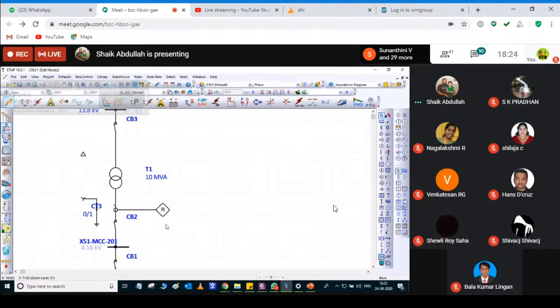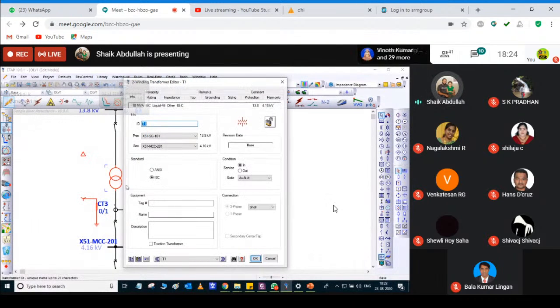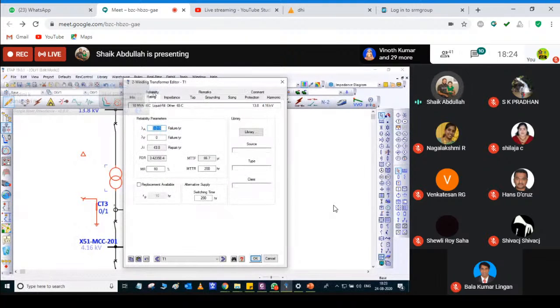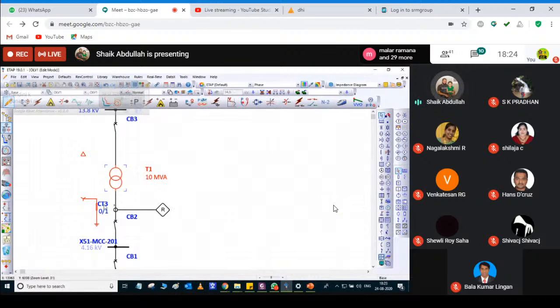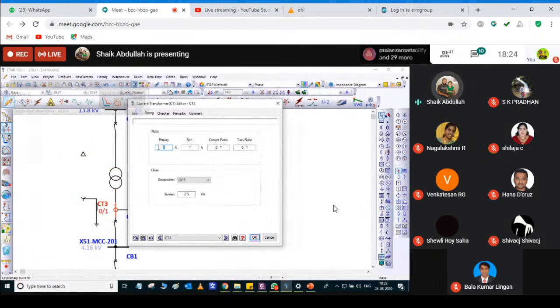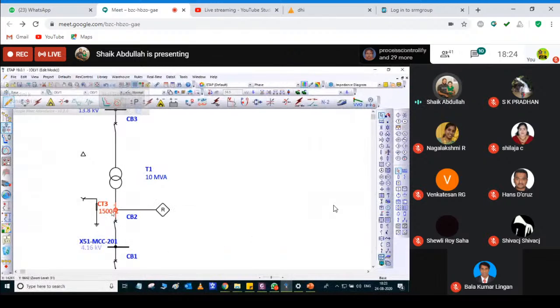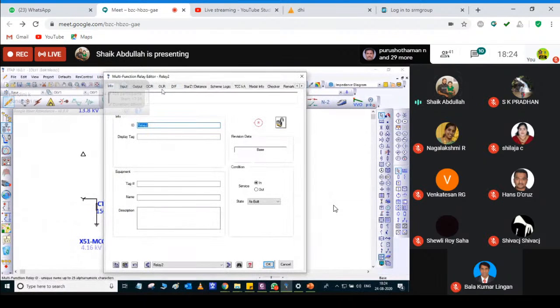And for relay CT sizing, you have to open your 10 MVA transformer. What about the rating? How much current is it? It's 1388. Adding 10%, that is 1526. So I can choose 1500 is to 1 as my CT ratio, and this is here, and this is my transformer.